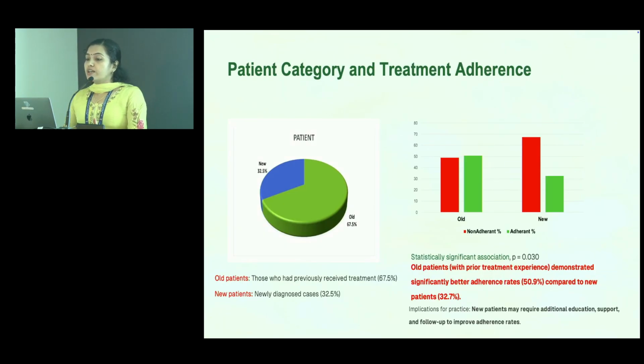And when we categorize the patients in our study, we have categorized them into old and new patients. Old patients mean those who had already previously received a treatment and were familiar with the treatment strategy. And new patients were treatment naive. When we analyze their adherence, old patients with prior treatment experience had demonstrated a significantly better adherence rate when compared to new patients.